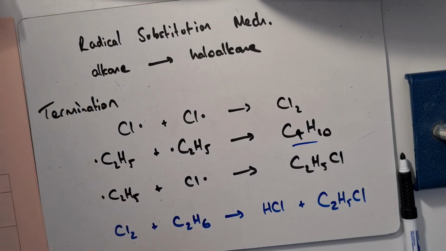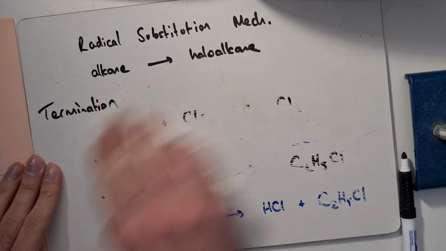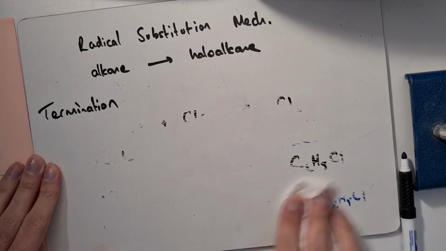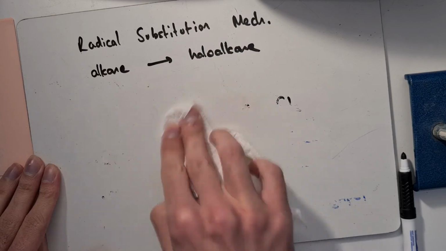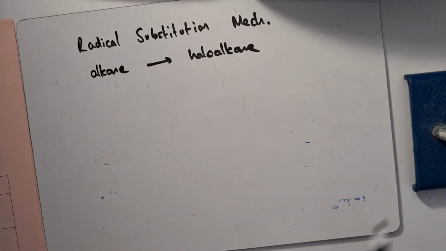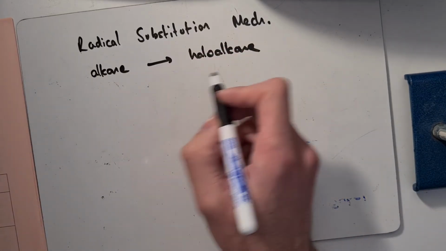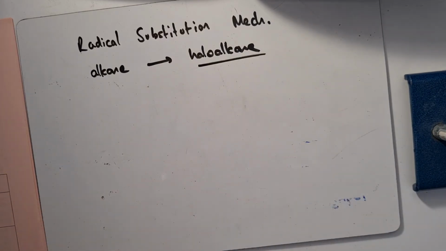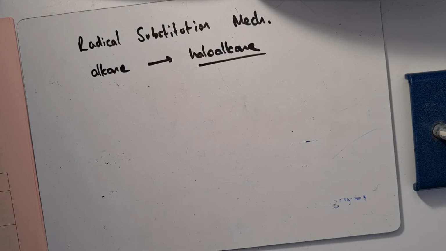So the problem we get from this is, yes, this is a way to produce haloalkanes from alkanes. It's producing, in lots of different examples, more than one organic compound. So that becomes a bit of an issue in isolating and going after them.